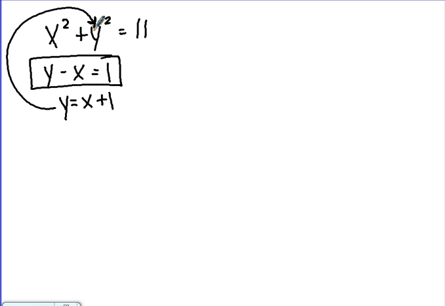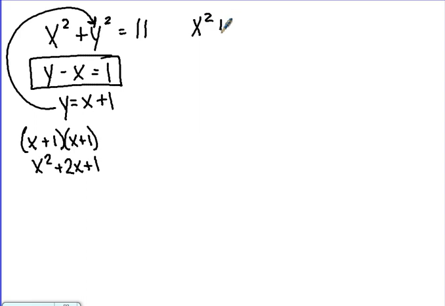All right. Now, if I'm doing y squared, I'm doing x plus 1 times x plus 1, all right, which would give me x squared plus 2x plus 1. All right, so x squared plus 2x plus 1 is really what's getting substituted in for this y squared. All right, so now I have x squared plus x squared plus 2x plus 1 equals 11.